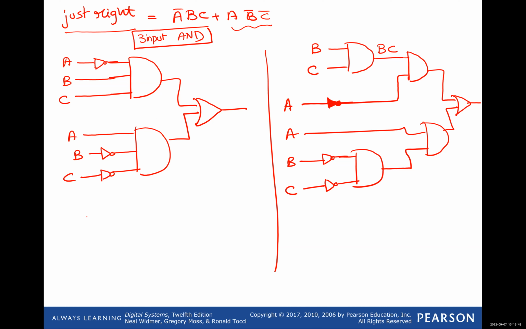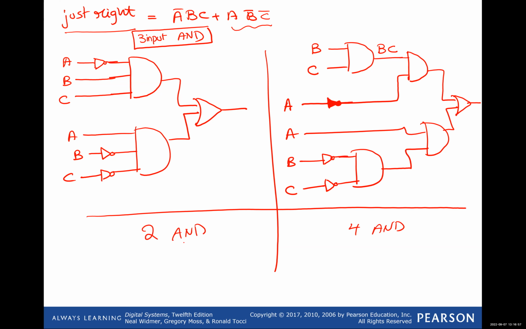Now, the main difference between the two circuits is that here you're going to be using 4 AND gates. Okay, but here you're going to be using 2 AND gates, but the type of the AND gate is the 3-input one. Here, the type is the 2-input.